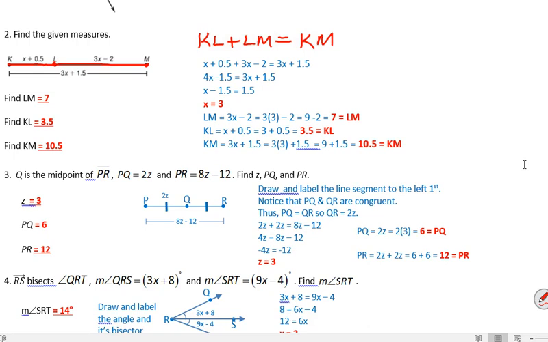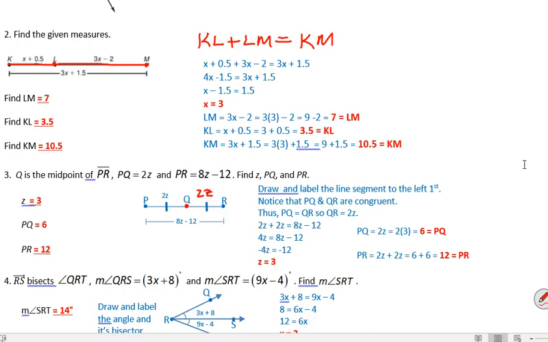Number 3 says Q is the midpoint of PR, PQ is 2Z, PR is 8Z minus 12. So on this one, notice that because Q is the midpoint, this is our Q right here, of PR, we have those two tick marks on PQ and QR. We have the 2Z over here on PQ, but we could also put 2Z over here between QR because we know those two segments are congruent. So we can add those two Z's together, set that equal to the 8Z minus 12.